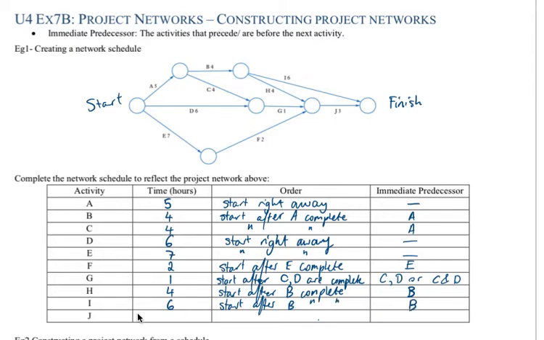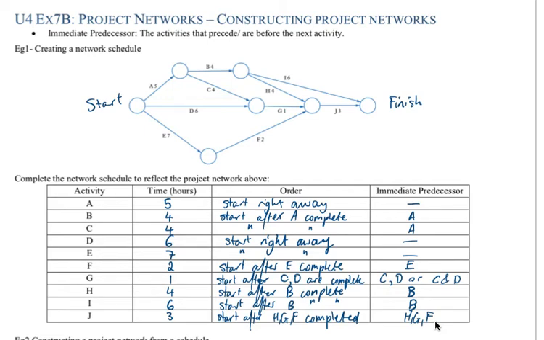The very last one, we've got J. Now for J, we have to wait for 3 activities or tasks to be complete, H, G, and F, and J takes 3 hours. So we put 3 there, and it starts after H, G, and F are complete. So H, G, and F goes there.